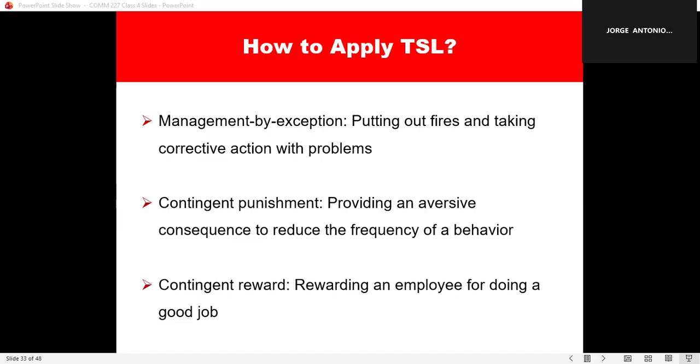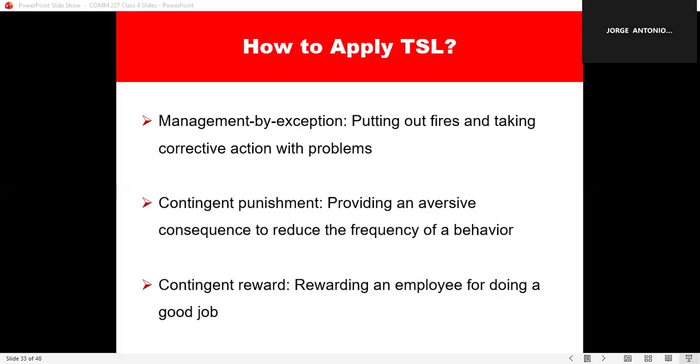This means using corrections, so that leaders step in when something goes wrong. So the idea is to take corrective actions when there are problems rather than monitoring everything continuously.